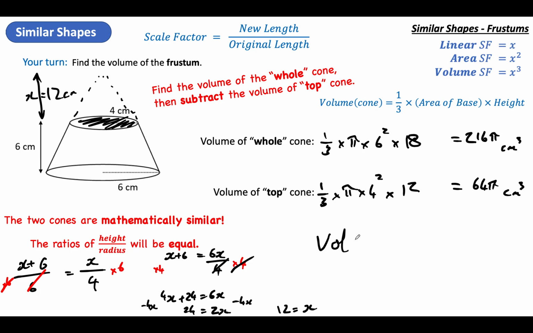Right, volume then of the frustum is 216 pi, take away 64 pi and see what's left over, which is 152 pi centimeters cubed, because it's volume, but as a decimal, 477.5 centimeters cubed. Ta-da! Correct.